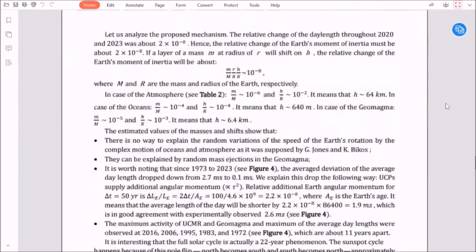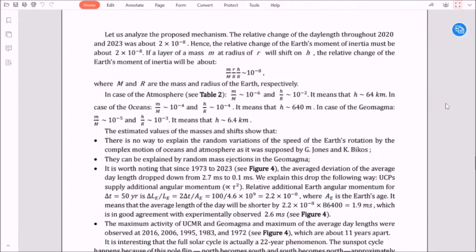Let us analyze the proposed mechanism. The relative change of the day length throughout 2020 and 2023 was about 2 multiplied by 10 to the minus 8. Hence, the relative change of the Earth's moment of inertia must be about the same value. If a layer of mass m at radius r will shift by h, the relative change of the Earth's moment of inertia will be about (m/M)(h/R), about 10 to the minus 8, where M and R capitals are the mass and radius of the Earth respectively.